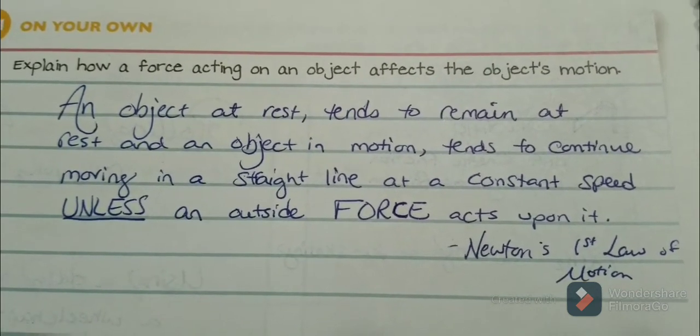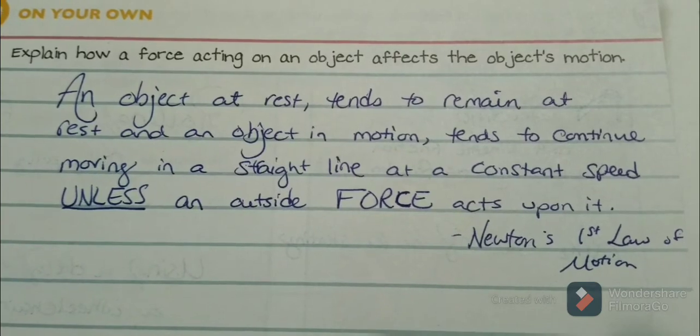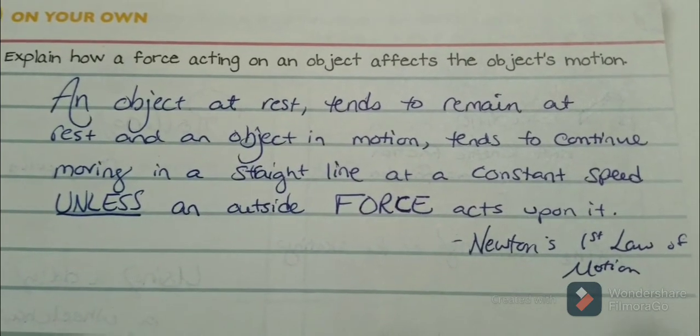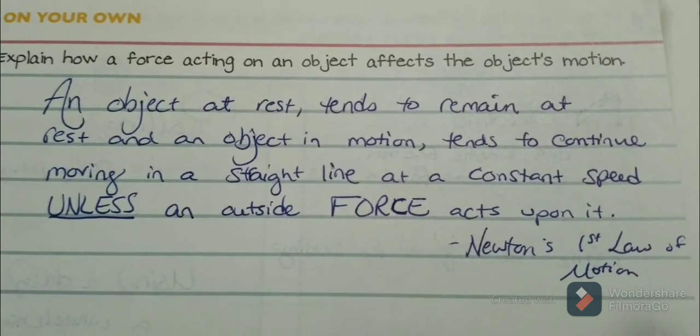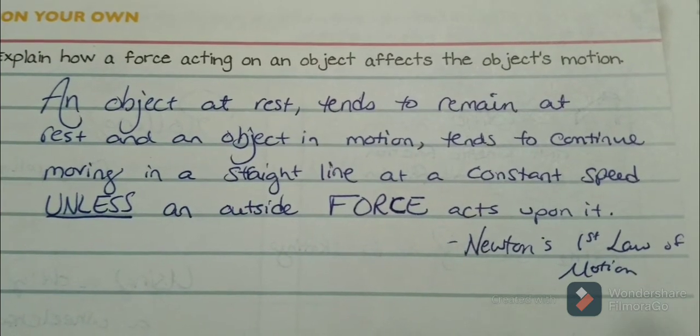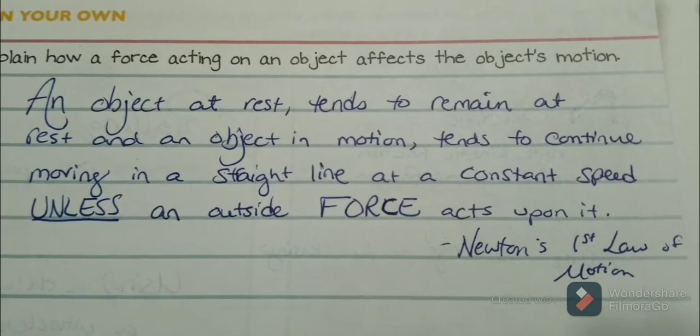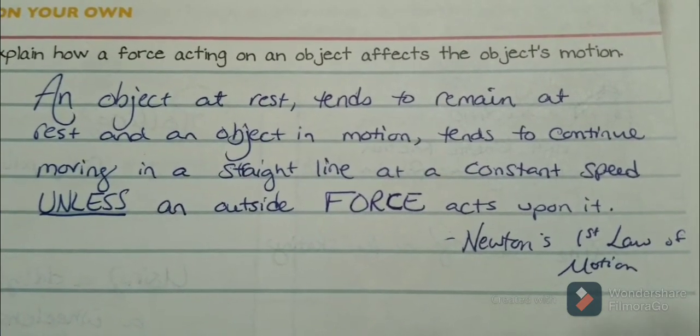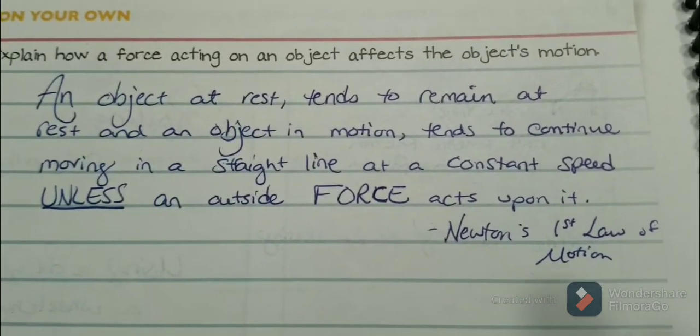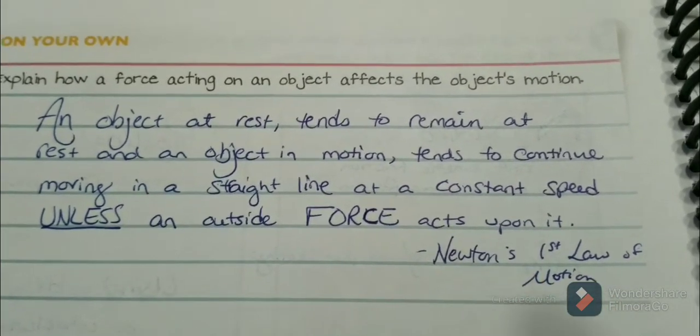An object at rest tends to remain at rest, and an object in motion tends to continue moving in a straight line at a constant speed unless an outside force acts upon it. Newton's first law of motion.